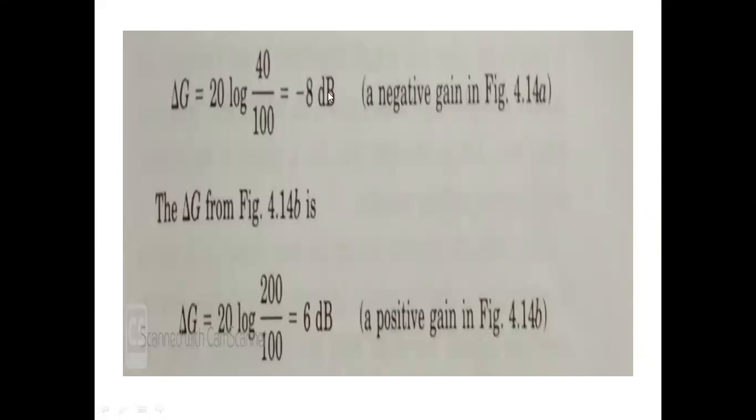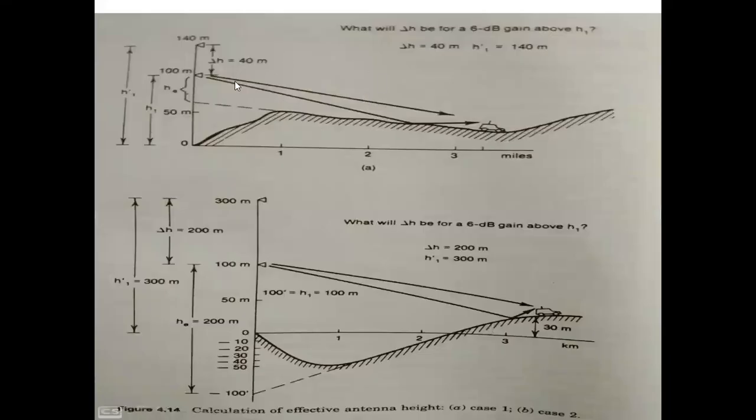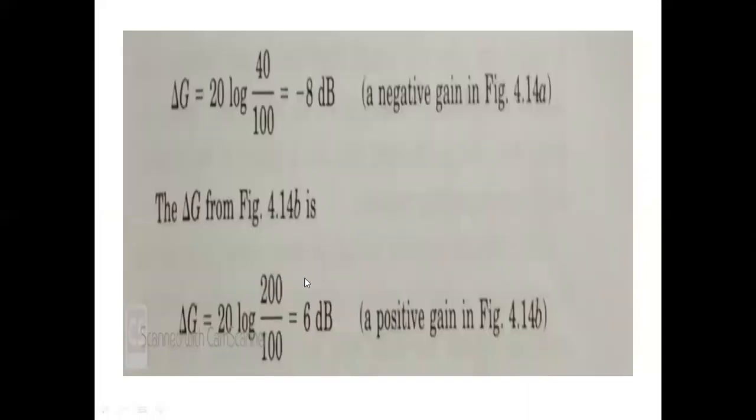So this is the gain when we are considering the first figure. In this case, the effective height is 40 meters and the actual antenna height is 100 meters. And this is the second case, when the effective antenna height is 200 meters and the actual antenna height is 100 meters. And these are the gains in the two cases. Okay, so this is about antenna height gain.